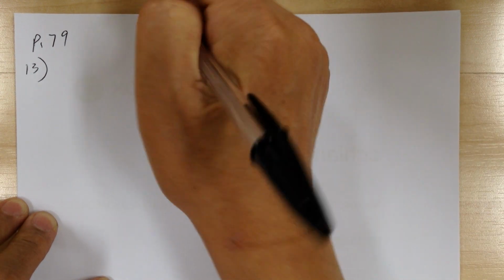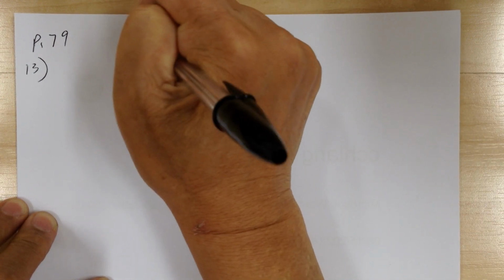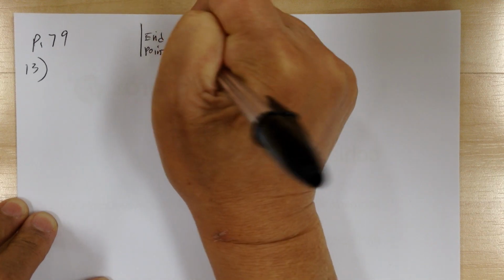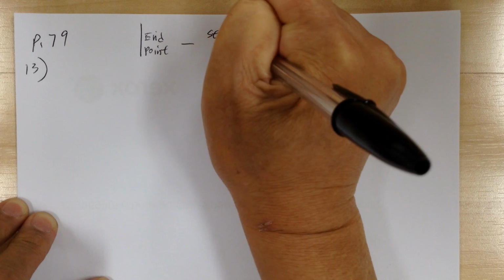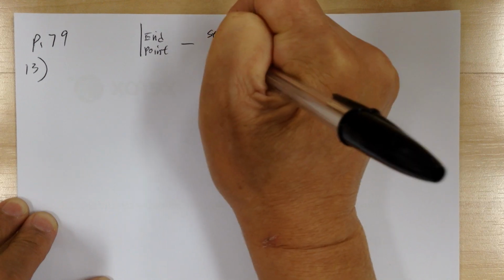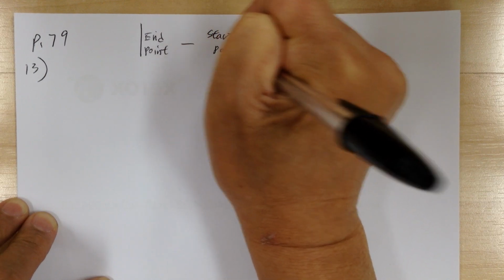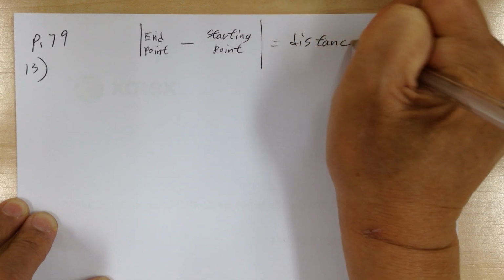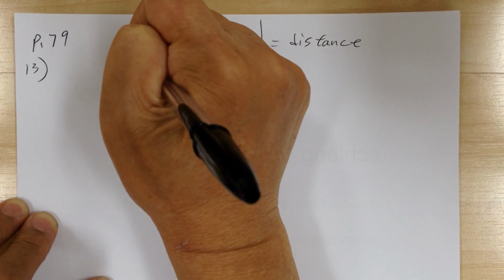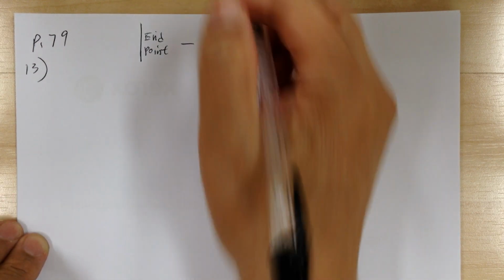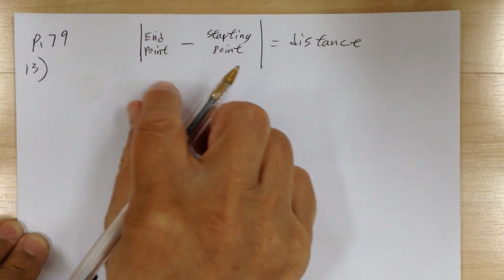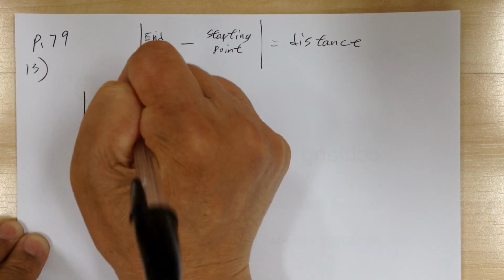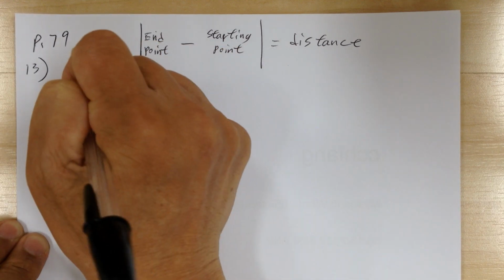The graphing method is that you have the endpoint minus the starting point, and this will equal the distance. So just keep this in mind. That's the definition that you're going to use for the graphing method. So you need to get into this format. Okay, so your absolute value of 2x minus 1 equal to 3.